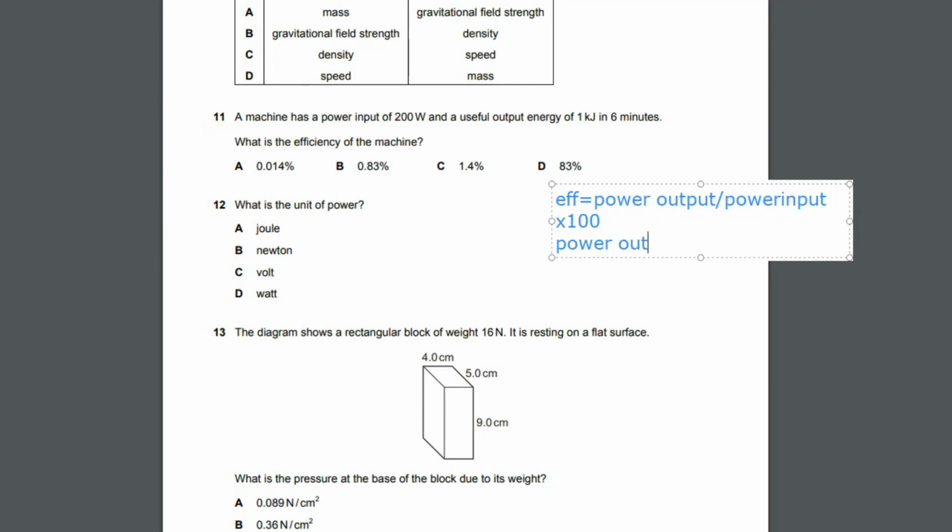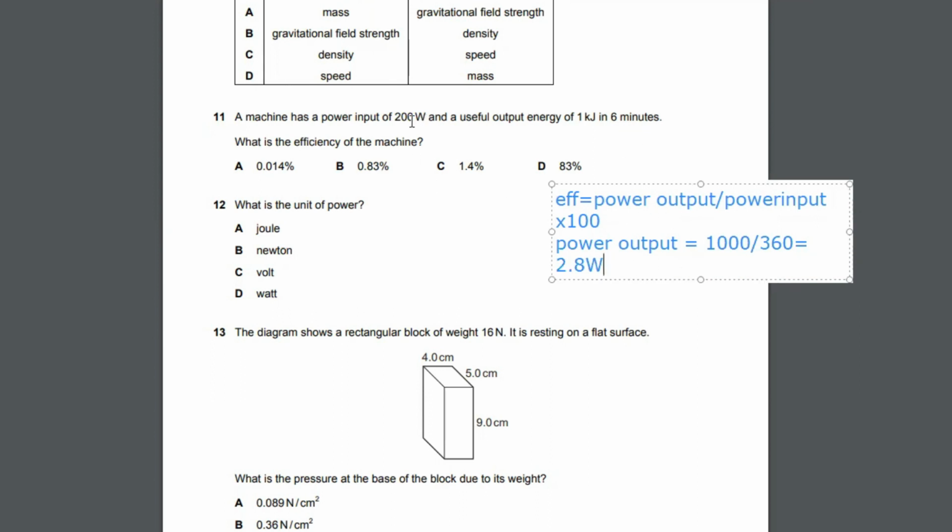So power output is equal to work done per unit time. So joules per second. So 1000 joules divided by, now 6 minutes in terms of seconds would be 60 times 6. I'll just multiply 6 by 60. So I will get 360. I will divide 1000 by 360. And I get 2.77. So let's round it off 2.8 watts.